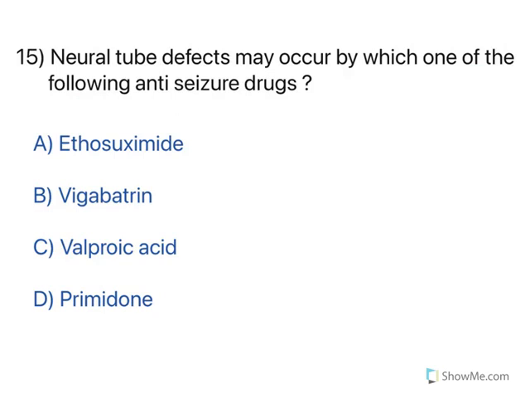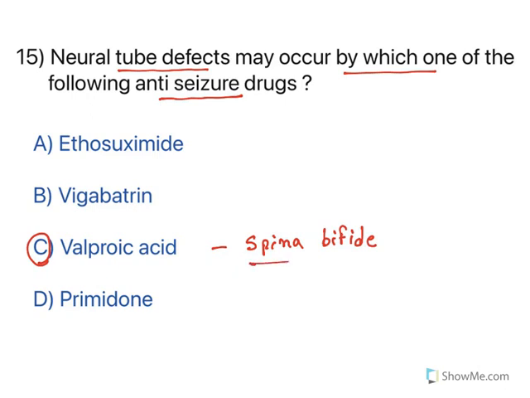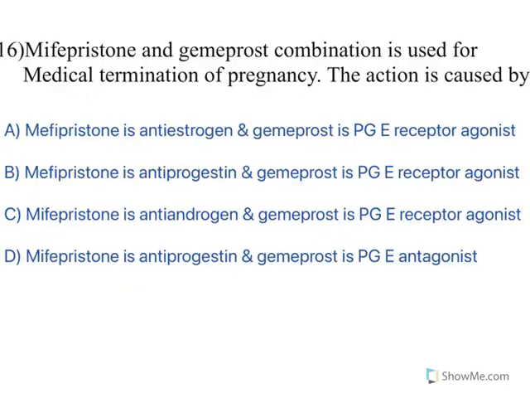Moving to the next one. Neural tube defects may occur by which of the following anti-seizure drugs? See, all of them are anti-seizure drugs, but valproic acid will cause neural tube defect, especially spina bifida. Now understand this. The spine will be bifurcated into two spines. That is called spina bifida. Even carbamazepine also shows the side effect, but here the option is valproic acid. Moving to the next one.